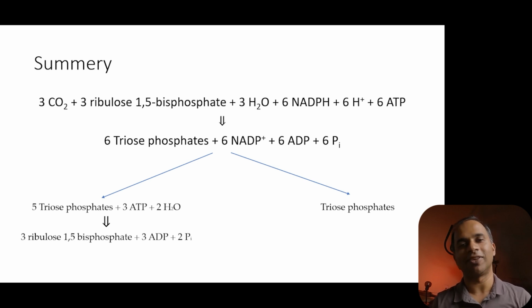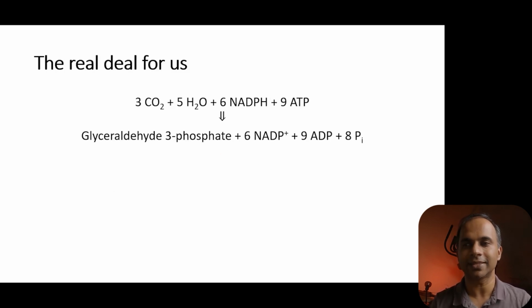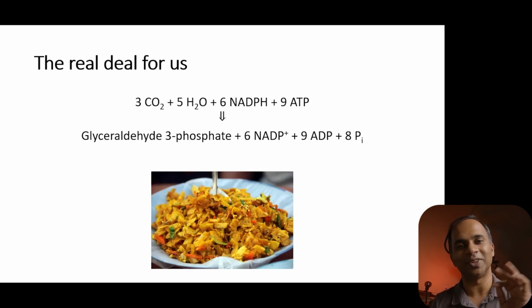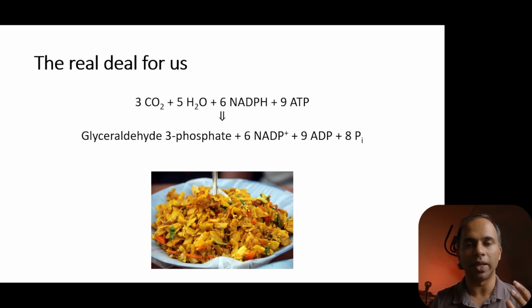Okay, and for us, the real deal is the production of glyceraldehyde 3-phosphate, because this is what goes into your favorite kottu, since carbohydrates are important for food production. Okay, so this is how the carbon reaction happens. Basically, this is a very quick overview of this reaction.